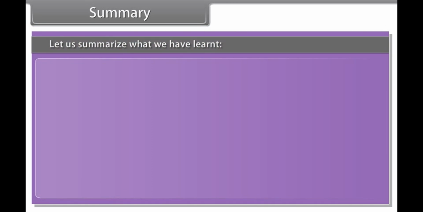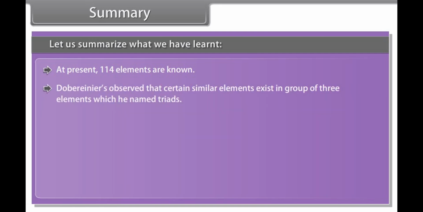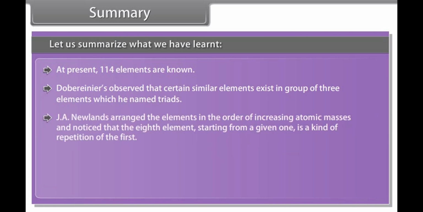Summary. Let us summarize what we have learned. At present, 114 elements are known. Döbereiner observed that certain similar elements exist in groups of 3 elements, which he named triads. J. A. Newlands arranged the elements in the order of increasing atomic masses and noticed that the 8th element starting from a given one is a kind of repetition of the first.